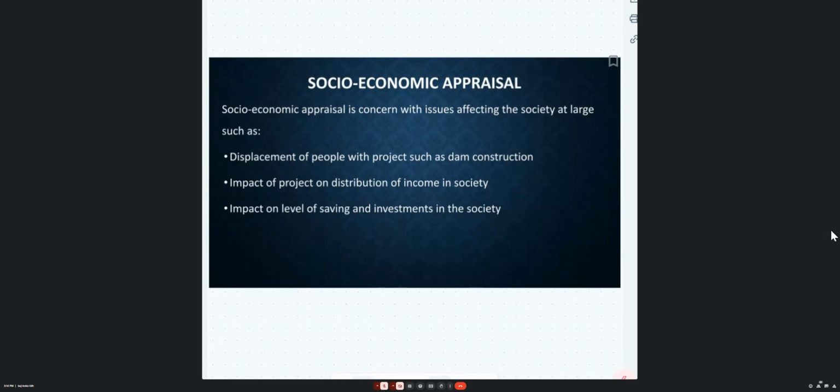And then related to that is impact on levels of savings and investment in the society. So will they have more disposable income so that they can save or invest in other ventures, based on what kind of project you are creating, such as the market one that I've just mentioned?